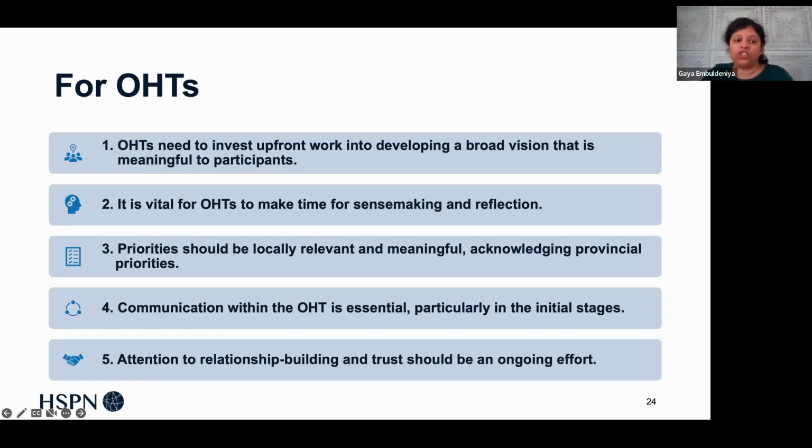So what all these suggestions have in common, perhaps, is the importance of a shared framework across all OHT members. So a collaboratively developed vision that is translated into locally meaningful and provincially aligned priorities that are then well communicated and revisited continuously, just to ensure that everyone is still on board and understands things the same way.